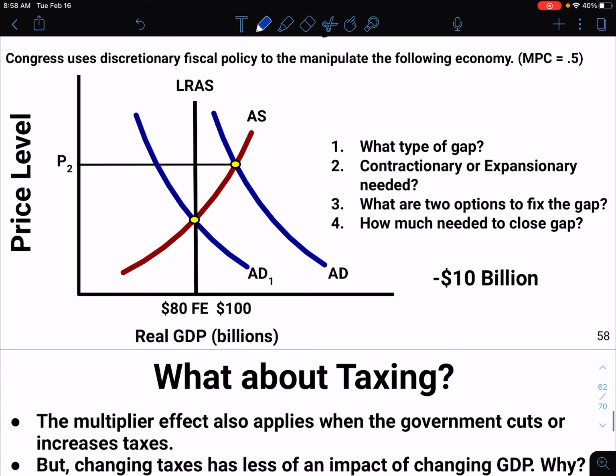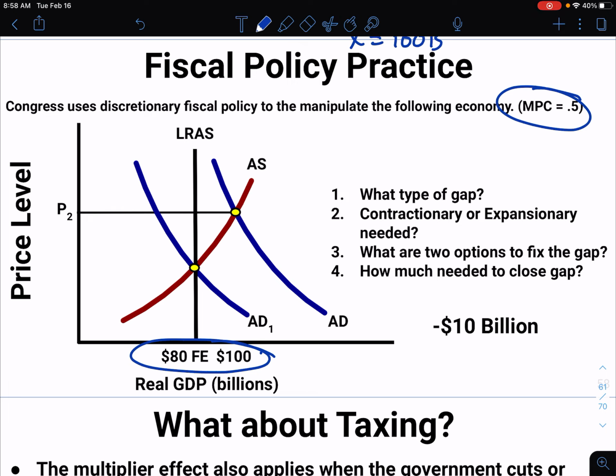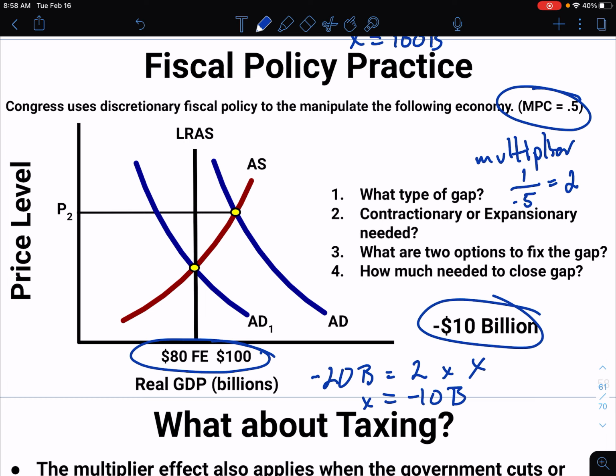Now, contractionary fiscal policy is the same way. We have an inflationary gap of 20 billion, and it looks like our MPC here is 0.5, which is going to give us a multiplier of, do the math in your head, 2. That's right. So we need a change of negative 20 billion, and that equals 2, which is our multiplier, times x. So that means x equals negative 10 billion, and there you have it.